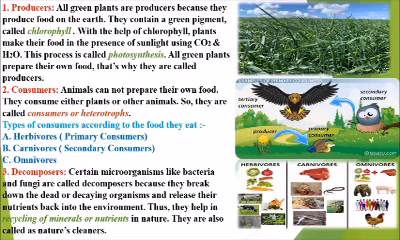This process is called photosynthesis. All green plants prepare their own food. That's why they are called producers. They produce food for the other living organisms on the earth.